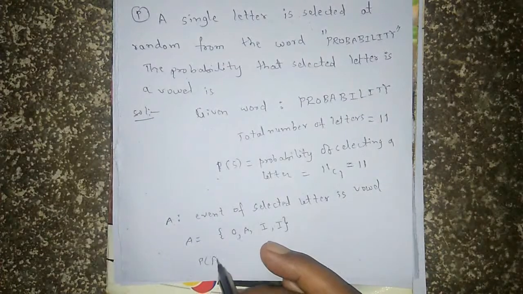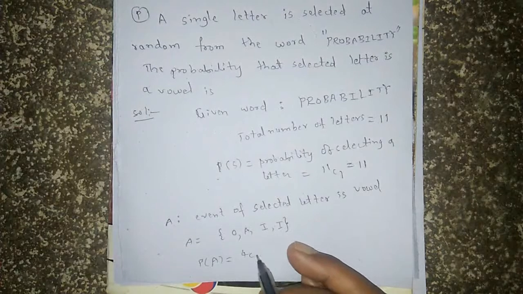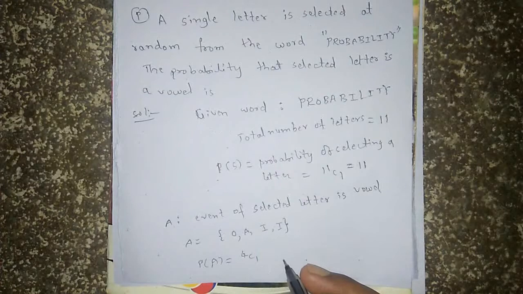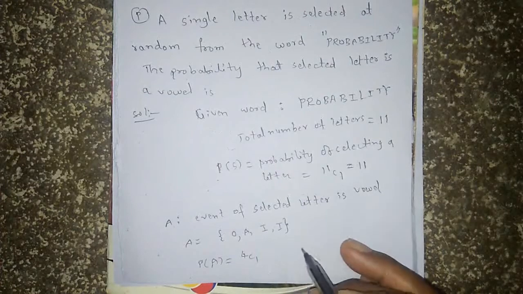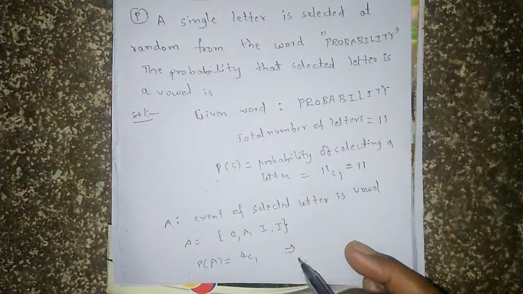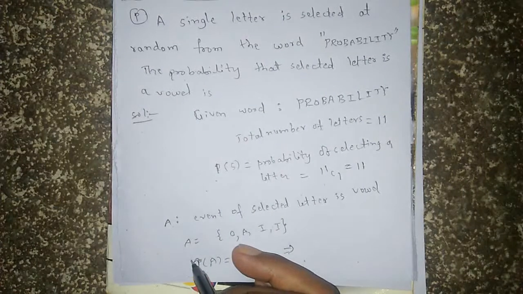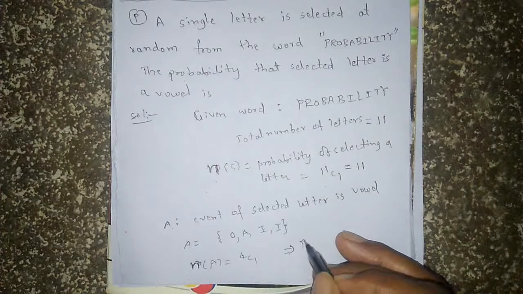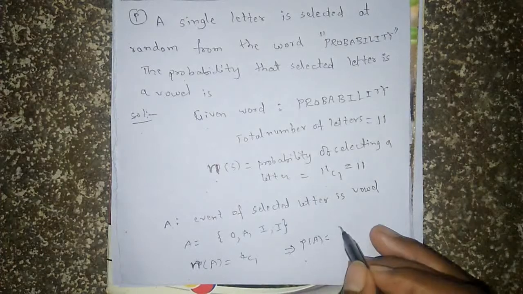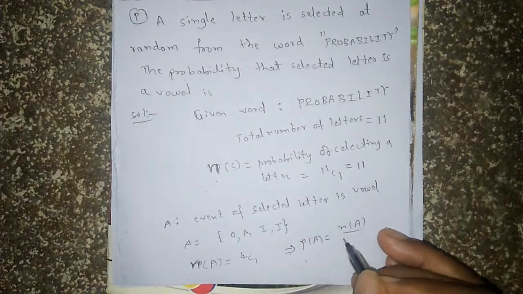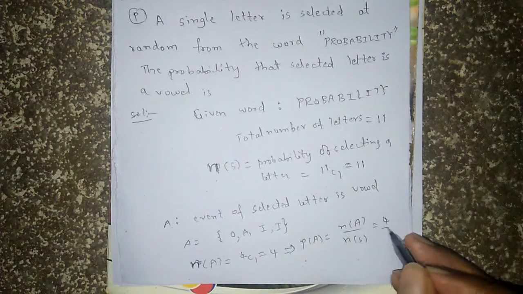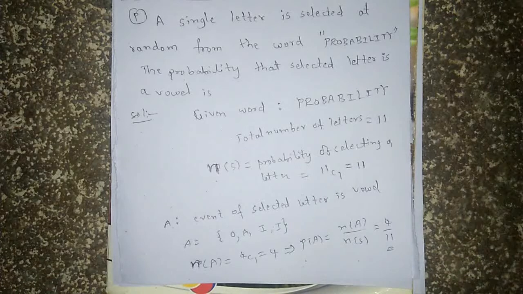n of A is 4C1, selecting one letter from the 4 letters. Sorry, that is n of A. This is n of S, selecting a letter. Now P of A is equal to n of A by n of S, that is 4C1 by 11C1, that is 4 by 11. P of A is equal to 4 by 11.